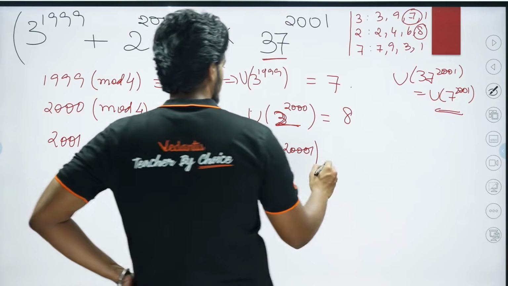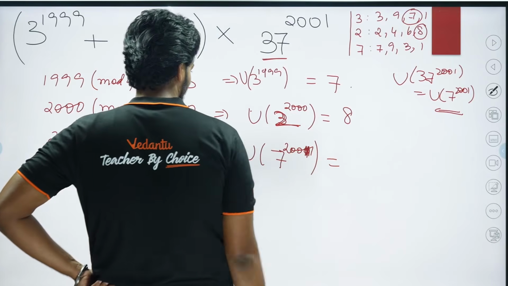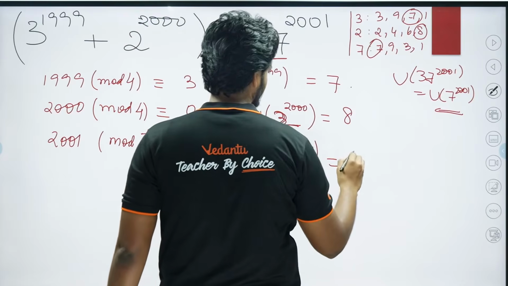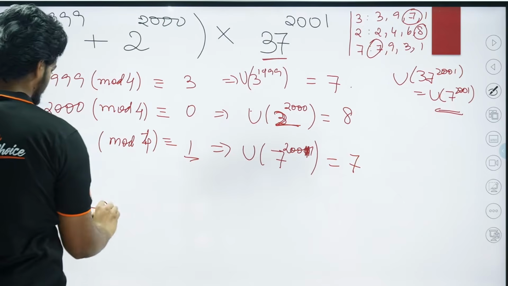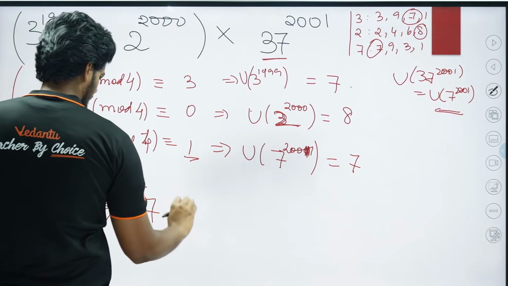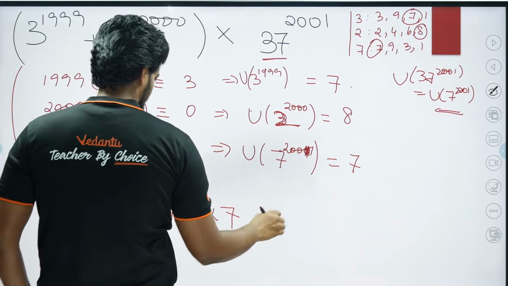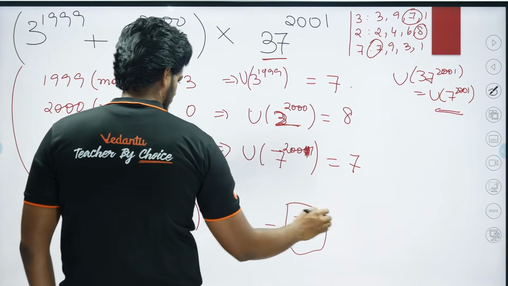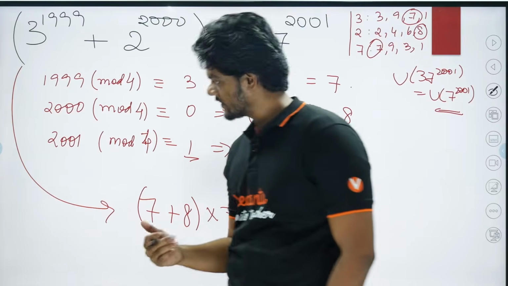Easy. 2001 is okay. I added more 0. So that will be 7 itself again. So this number is essentially 7 plus 8 times 7. That happens to be 5, I think, right? Good question. Very good question.